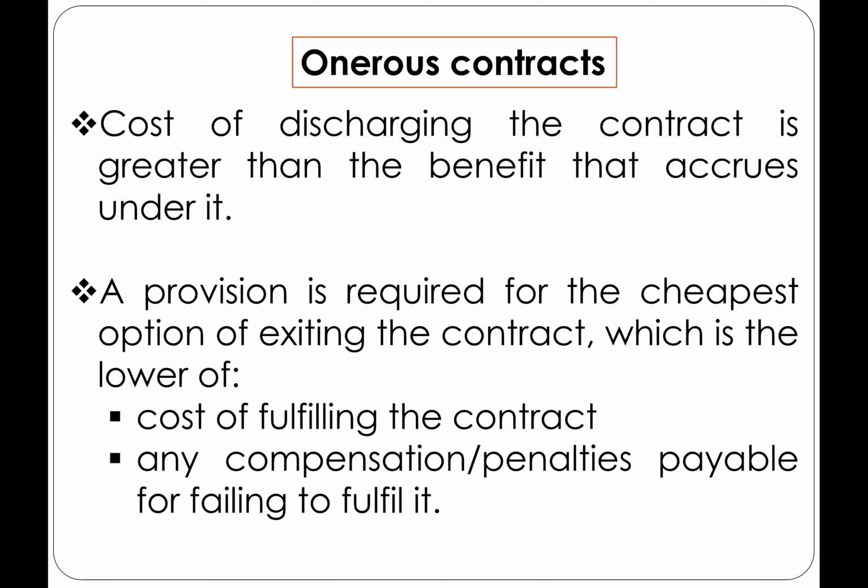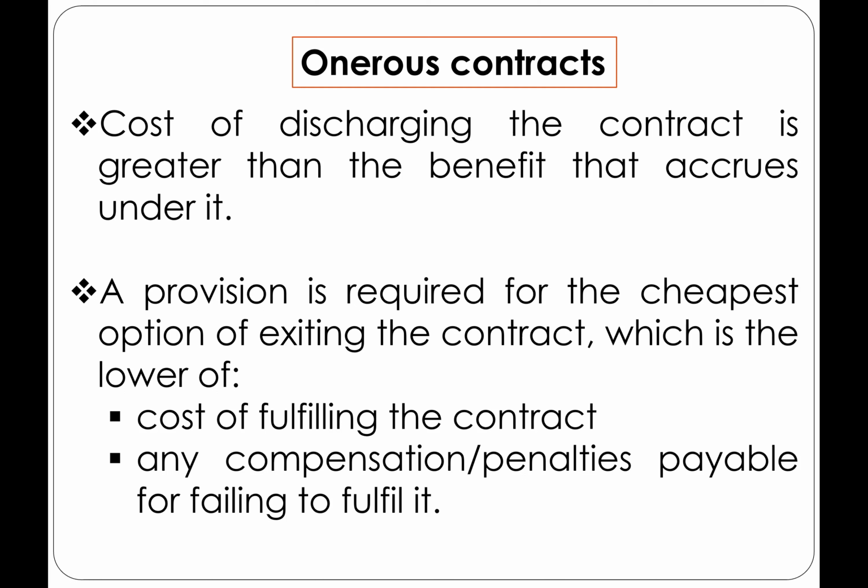So let's say, for argument's sake, the rental payments that are left are 100,000. Then you consider, if I were to cancel the lease today, are there any penalties that I'm going to be asked to pay for canceling the lease? Maybe the penalties are 80,000. So we are saying you create a provision that is the cheapest option of exiting the contracts, which is the lower of the cost of fulfilling the contract, which is the 100,000 rentals that you need to pay until the contract lapses, or any compensation or penalties payable for failing to fulfill, which is the 80,000 you need to pay for terminating the contract. So you take the lower of the two.